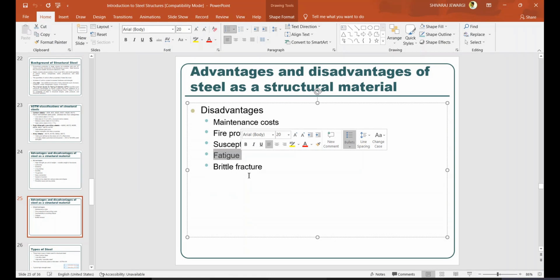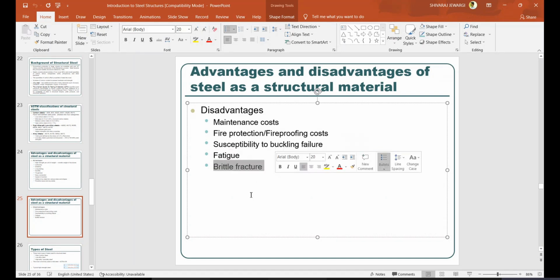One more disadvantage is that steel structures exposed to air and water, especially in bridges, have a big possibility of corrosion. That also we have to ensure, since it needs regular maintenance. And the last point is brittle fracture. Steel is a ductile material, but even then, sometimes there is a chance of brittle fracture in the steel element. This is very rare, but it is also considered one of the disadvantages of a steel structure.